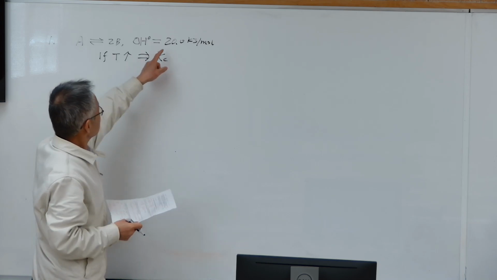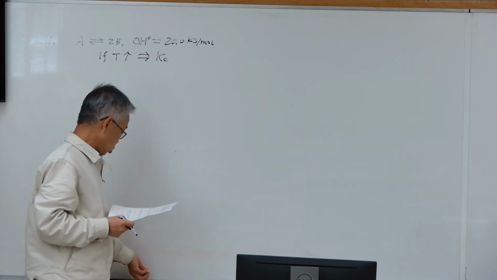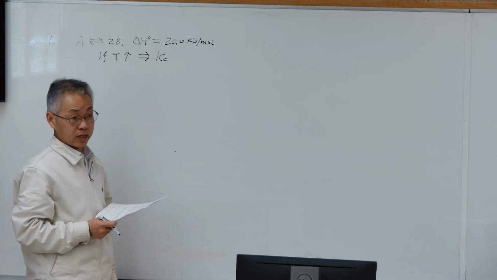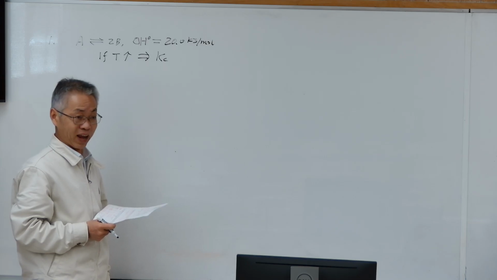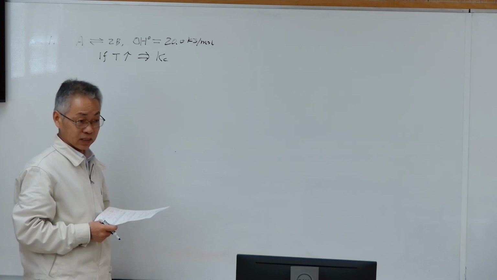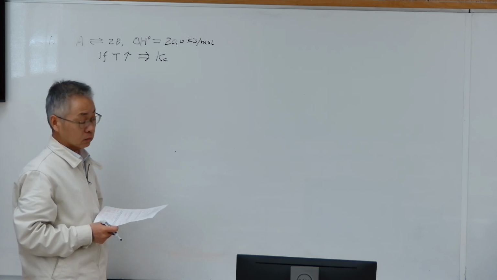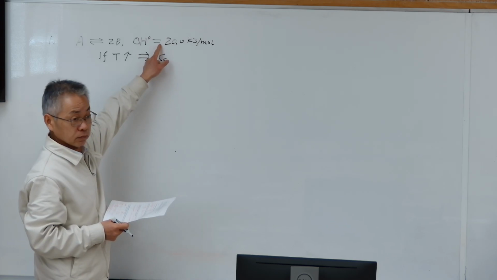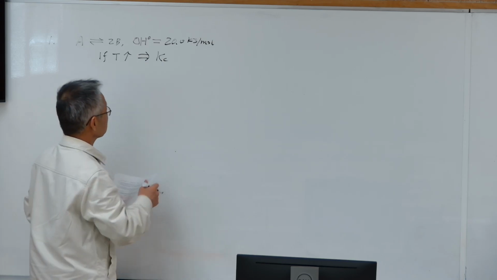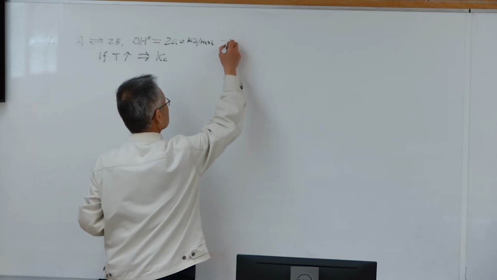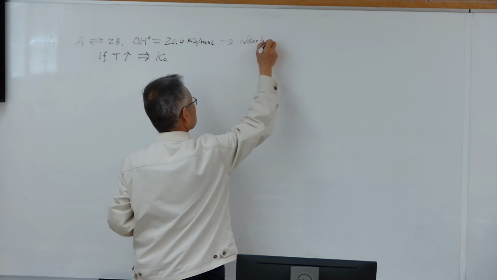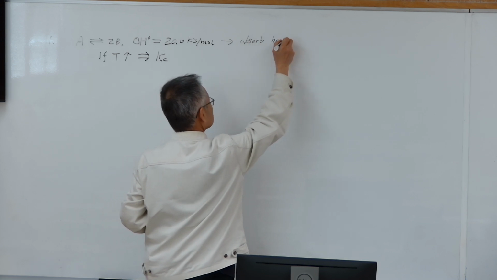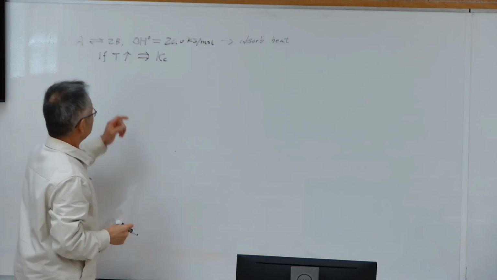So clearly this tells you delta H is 20 kilojoule per mole. This means it absorbs heat. This is an endothermic reaction, right? If negative, it releases heat, an exothermic reaction. Because this is positive, this tells you the reaction absorbs heat.